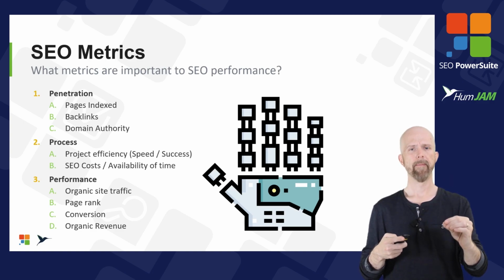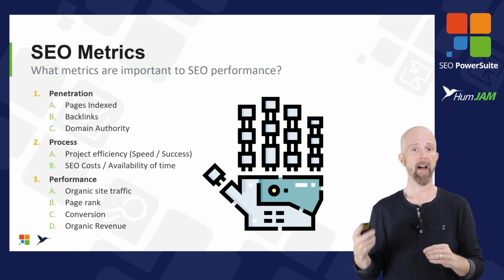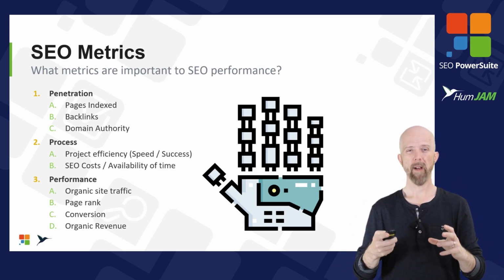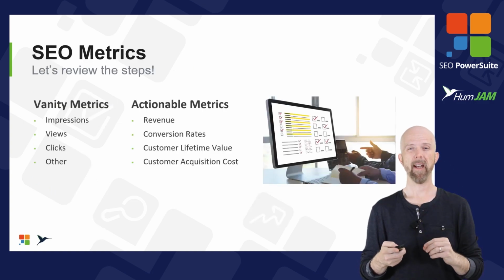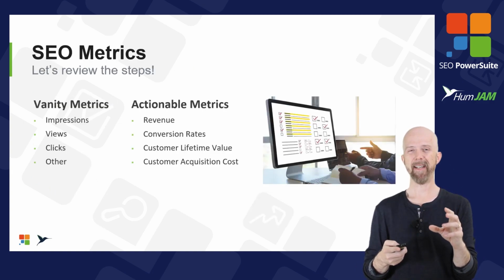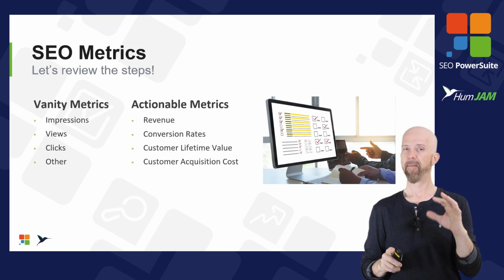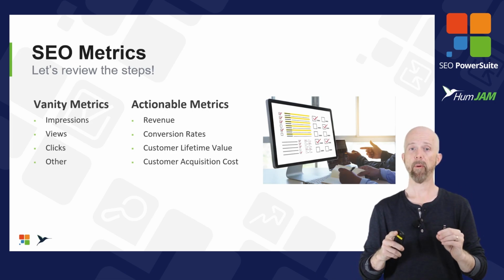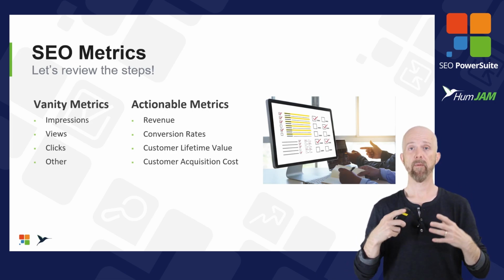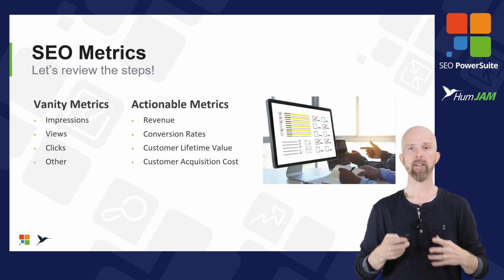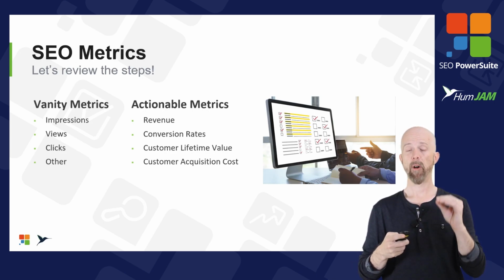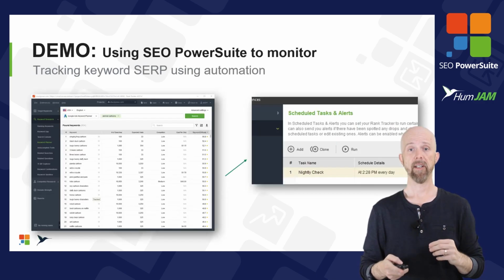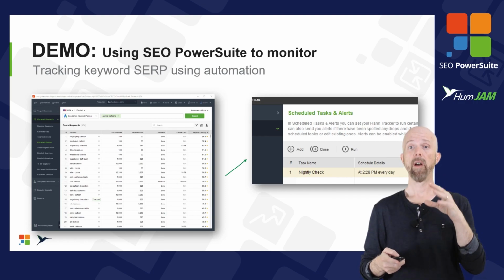And then performance. Is your organic site traffic going higher? Is your page rank getting better? Are you getting better conversions? Is your organic revenue getting better? These are the main SEO metrics. Now, as I said, vanity metrics versus actual metrics. Vanity metrics are like, I get so many impressions or I get so many clicks. But what's really important is the revenue increases, the conversion rate increases, and the customer lifetime value increases. And most of these things can get better as we hone in on the customer intention and understand what they're looking for and what they're searching.